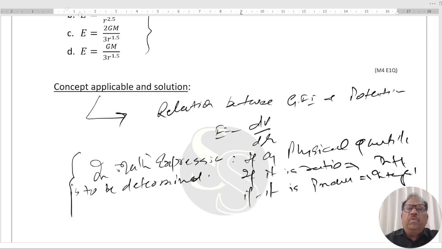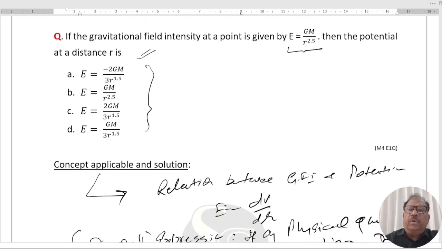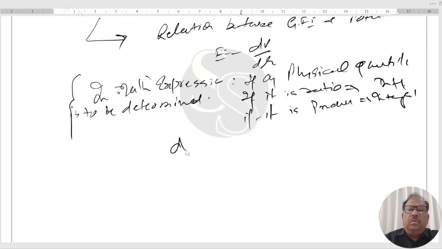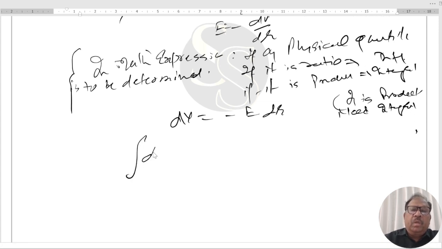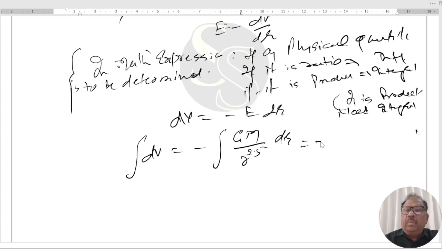In this case, we have to find the potential at point. Means dV equal to minus E dr. dV equal to means it is product. Need integration. Right? Therefore, dV will be equal to minus E, GM upon r की power 2.5 dr. That is minus GM taken, constant taken out of the integration, r की power minus 2.5 dr.